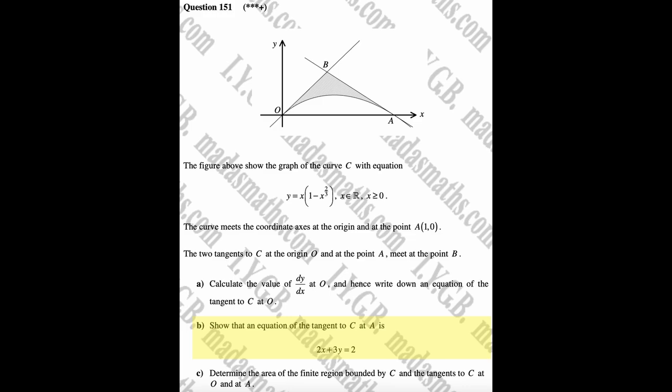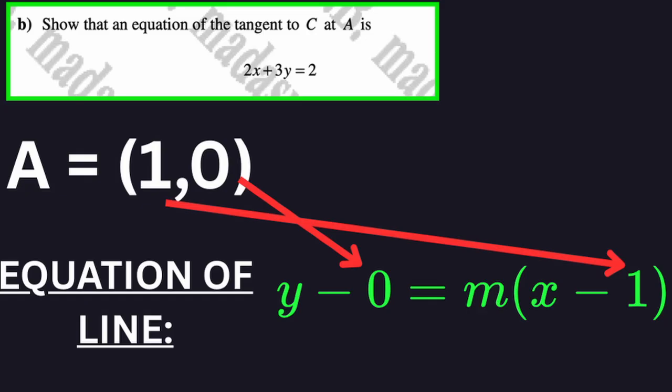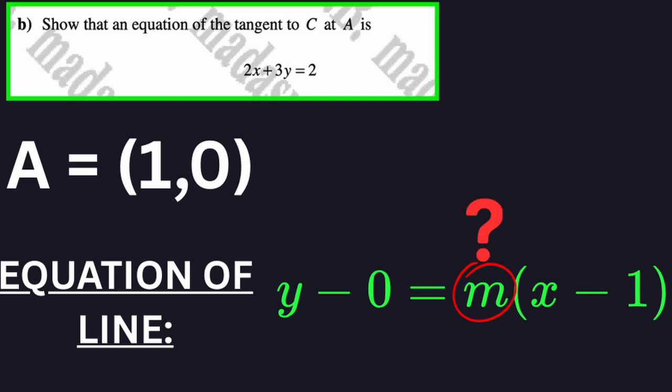Alright guys, now it says, show that the tangent to A is 2x plus 3y is equal to 2. Now we're told that A is x equals 1, y equals 0. That's easy. But we need a gradient. Remember, because a tangent is a line and every line has a gradient. So that's what we need to find here.